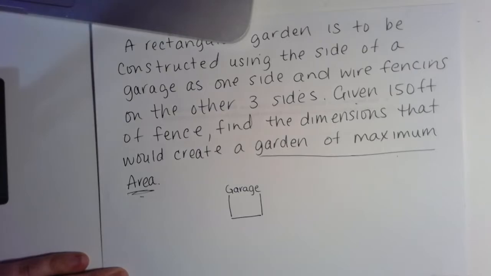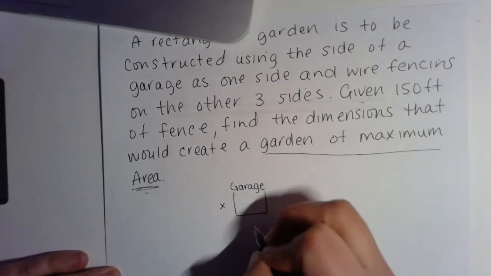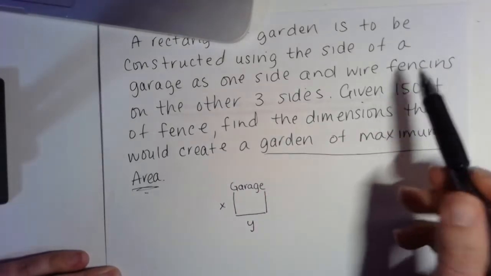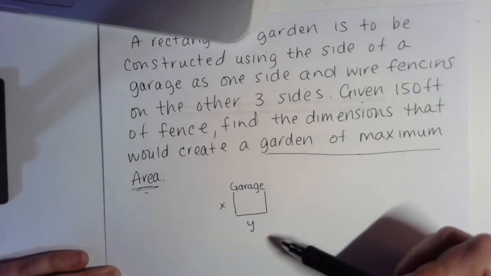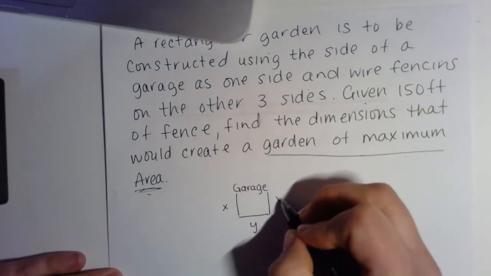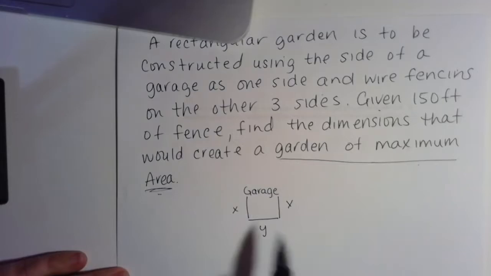So let's label. I'm just going to call this side x and this side y. It said it's rectangular, so I can assume that they're different. And so I could just put another x over here because rectangular means that these two sides are the same, and then these two sides would also be the same.